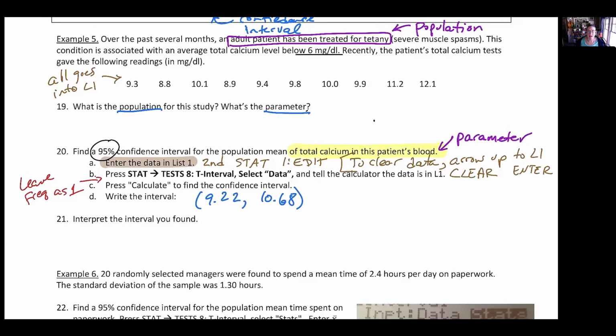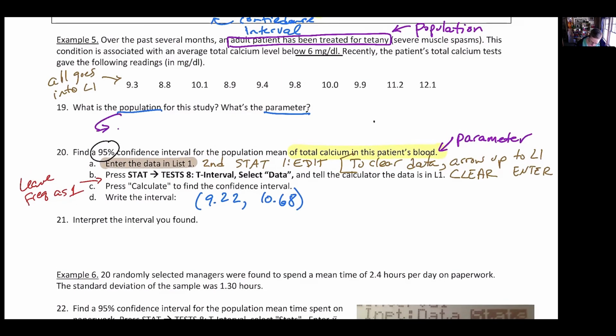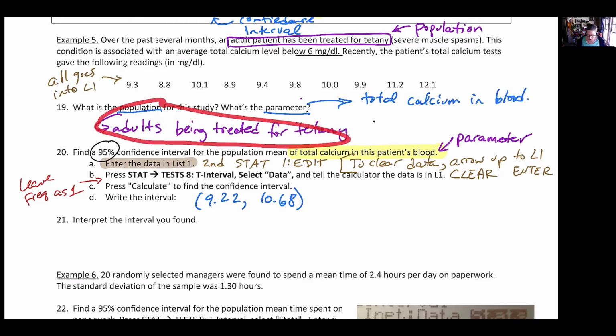You're absolutely correct, though. So the population is adults being treated for tetany, and the parameter, I apologize, it's a little bit smushed, the total calcium in their blood. So again, population is who we're interested in. Parameter is what specifically about them we're interested in. We interpret the interval we found. Now I'm jumping down to 21. Sorry, I realize this example could have been better set up, so I apologize. I'm kind of having to jump around all over the place.